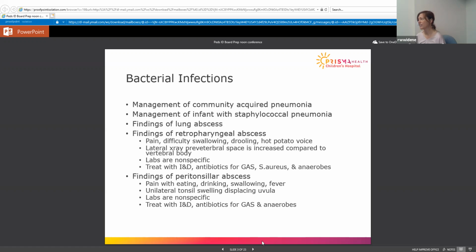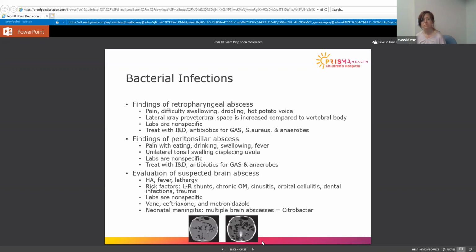Augmentin fine, but I don't think they're going to do that. Yeah. Oh my goodness, I did not. I'm so sorry.